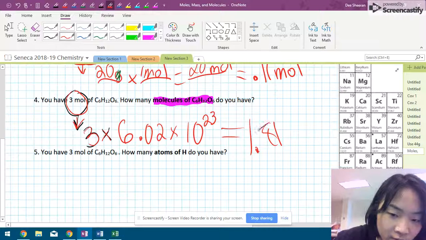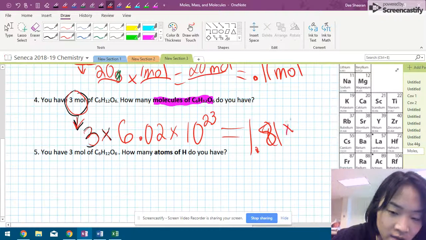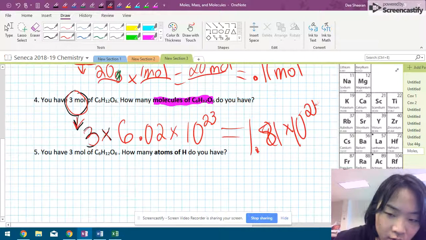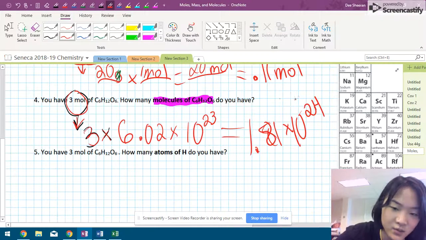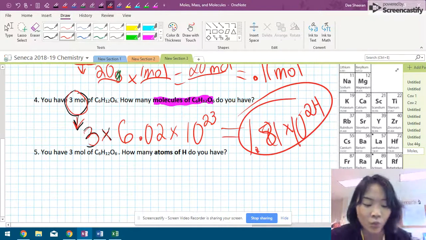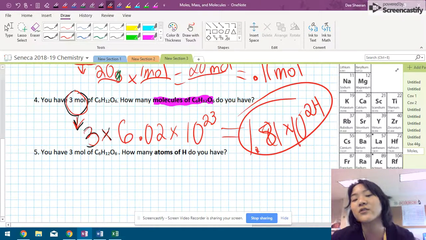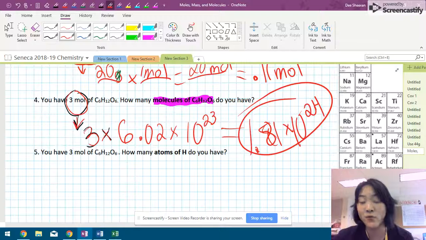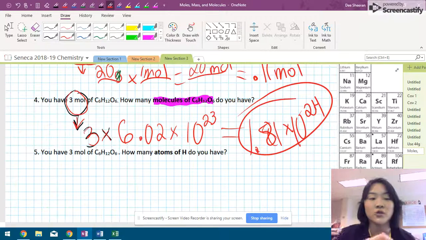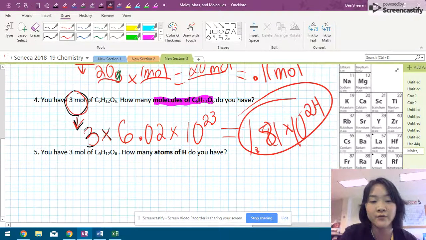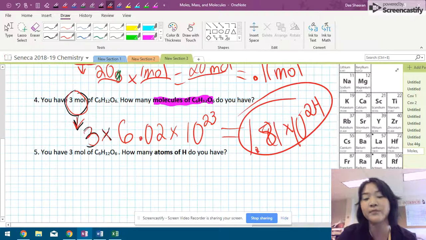1.81, I rounded, times 10 to the 24. And that's what my answer for that one is. 1.81 times 10 to the 24th power. Okay. That is number 4. That's it. So you just took 3 moles, which is what you have, multiply by Avogadro's number, get an answer.